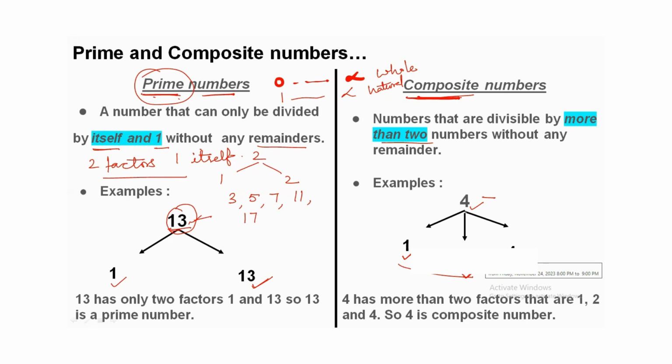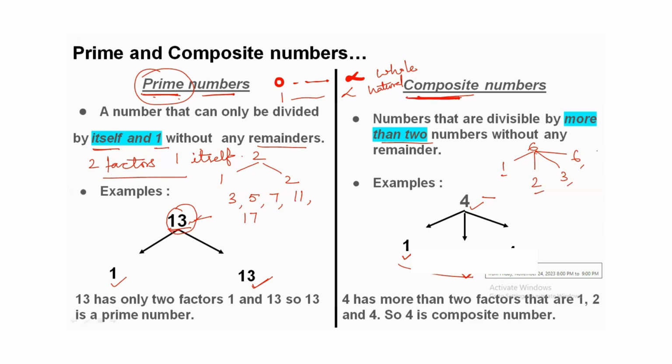If some number comes in the table of more than two numbers, then we can say that particular number is a composite number. Understood? Like this, if I talk about number 6, number 6 comes in the table of 1, and in the table of 2, because 2 times 3 is 6. Number 6 comes in the table of 3 and in the table of 6 as well. So number 6 comes in the table of more than two numbers.